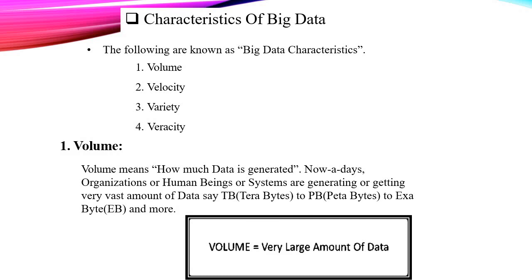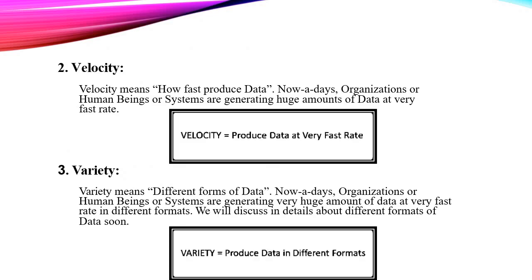Big data can be characterized by the 4 V's. How can we declare data as big data? It can be characterized by 4 terms. Volume: volume means how much data is generated. Nowadays, organizations, human beings or systems get a very vast amount of data, say terabytes, petabytes, or even exabytes and more. If the data is in a big volume, it can be categorized as big data.